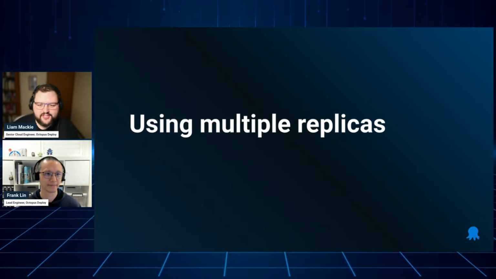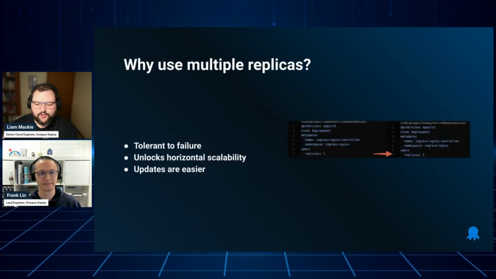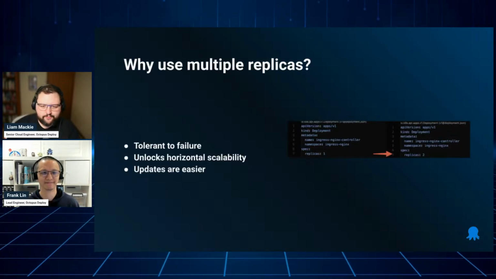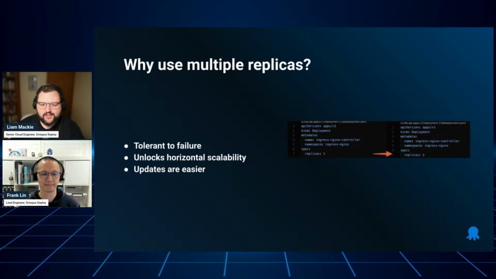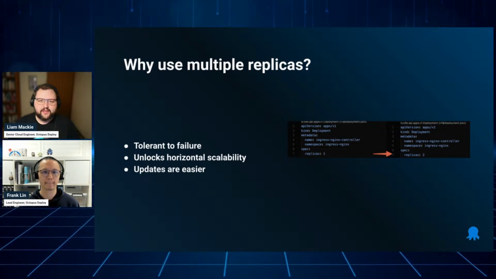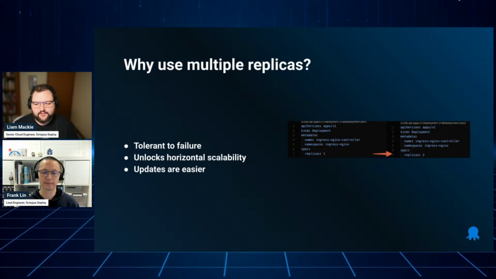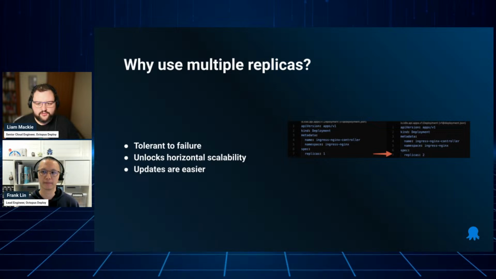The first pillar of reliability, just run more than one. So why should you run multiple replicas? First, multiple replica setups are really tolerant to failures. You're able to run multiple copies of your workload, and you prevent a single failure causing downtime across your entire application. It also unlocks horizontal scalability.